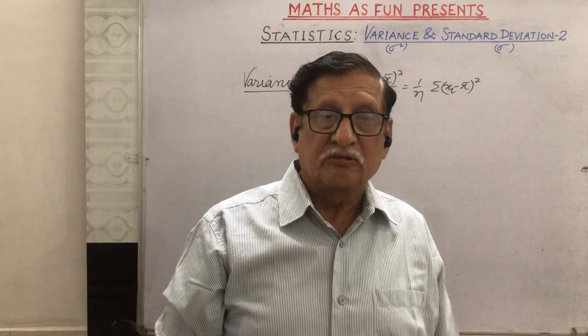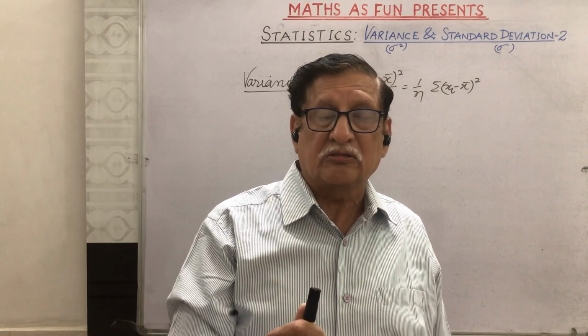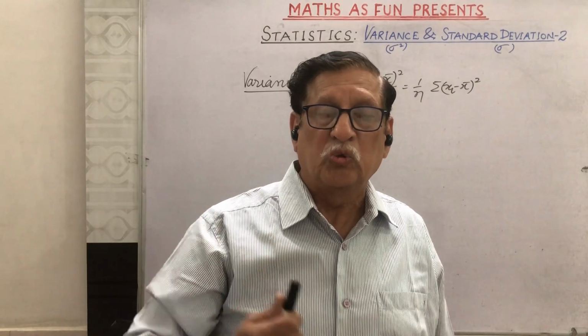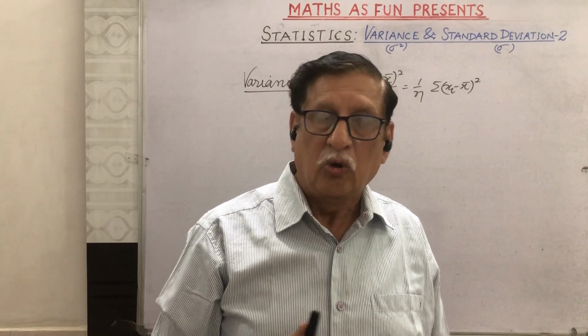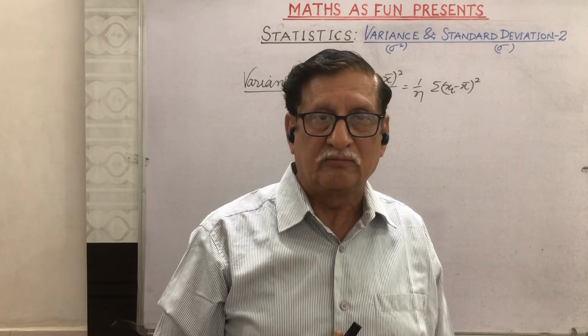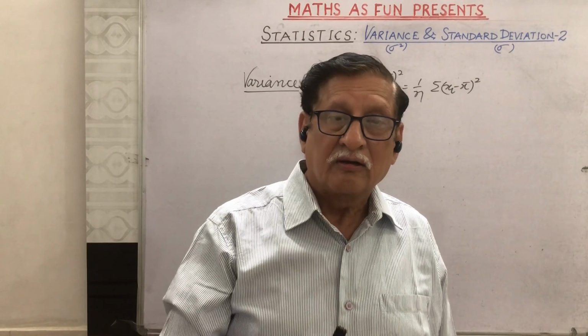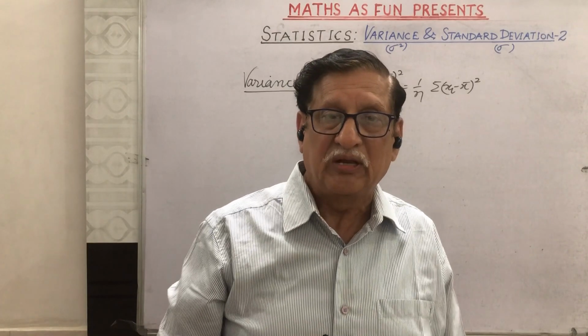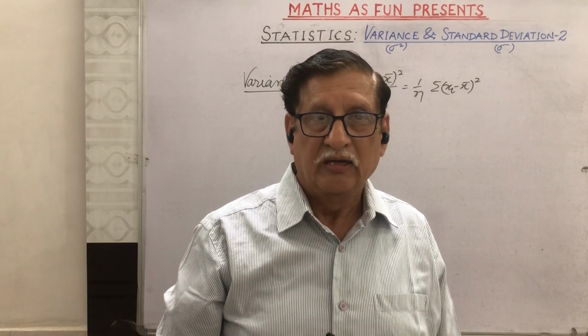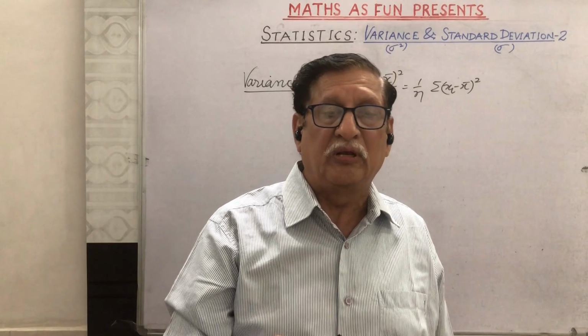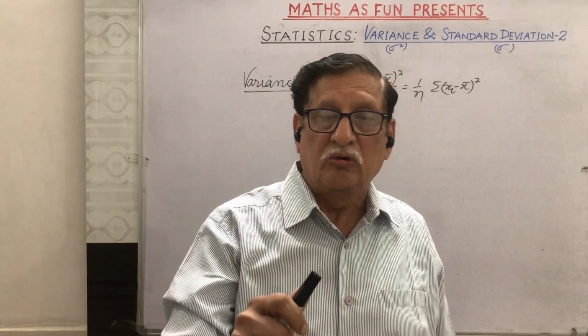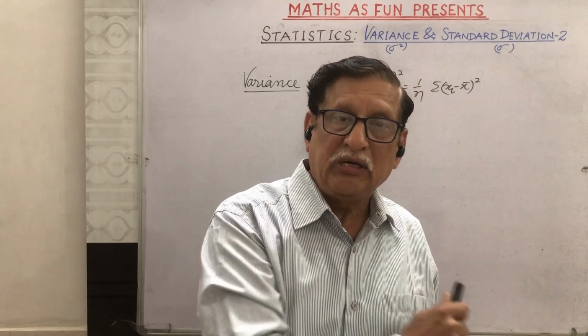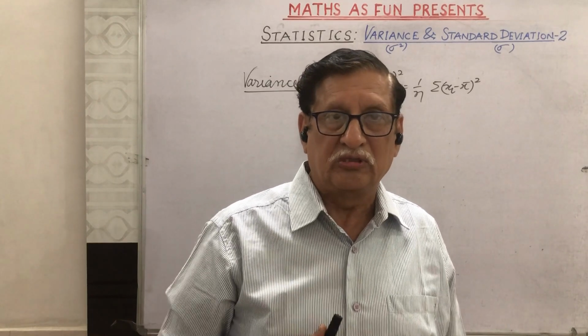But sometimes, suppose the mean is in decimal, 2 places or 3 places of decimal, or it is a non-terminating value, then we are not to apply this because this becomes a bit difficult in calculation. So we are finding another formula where we are not to apply the mean. What we can do in that?